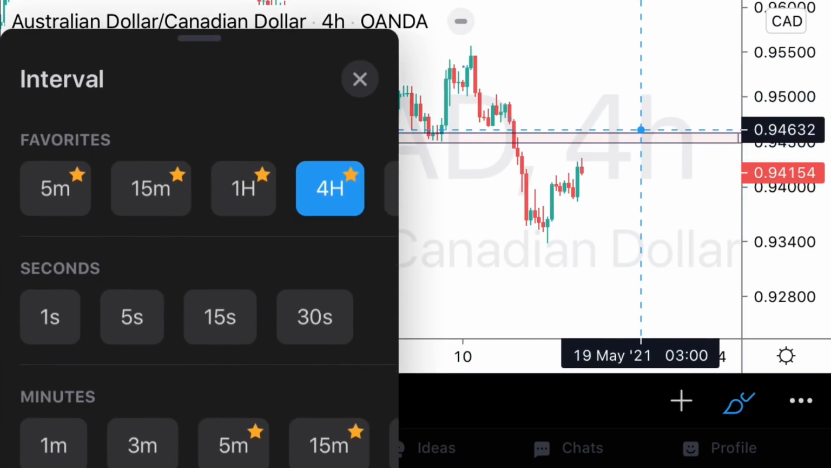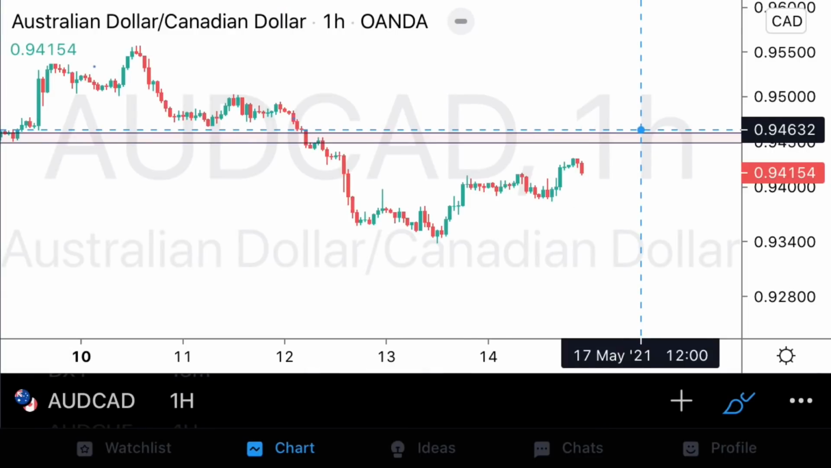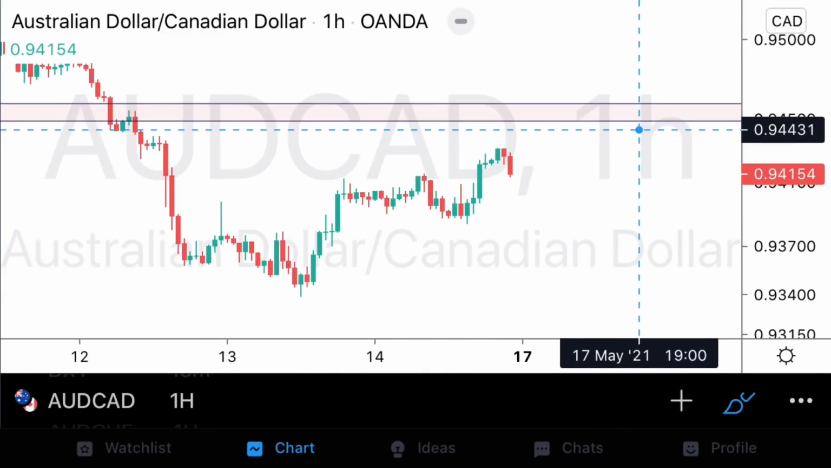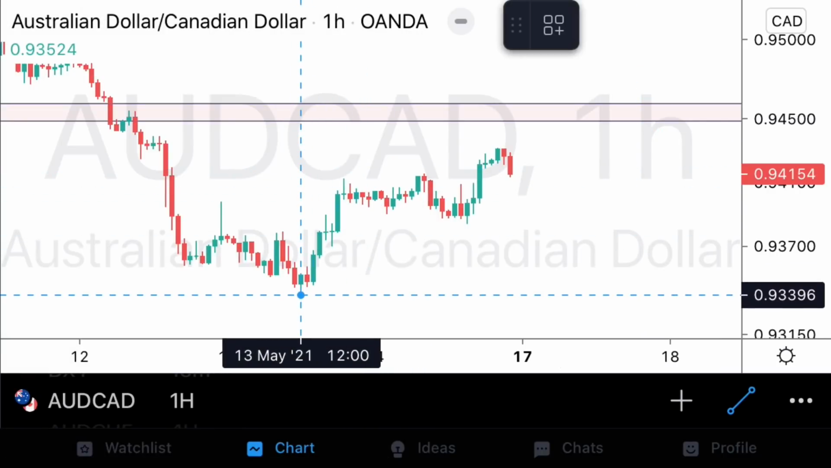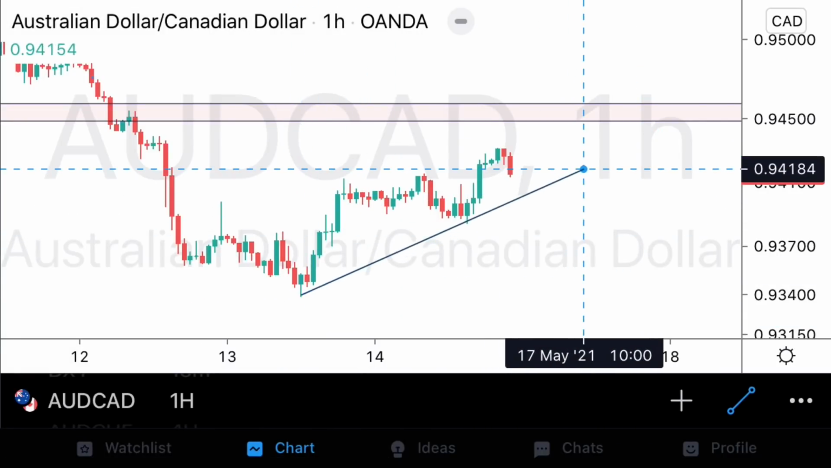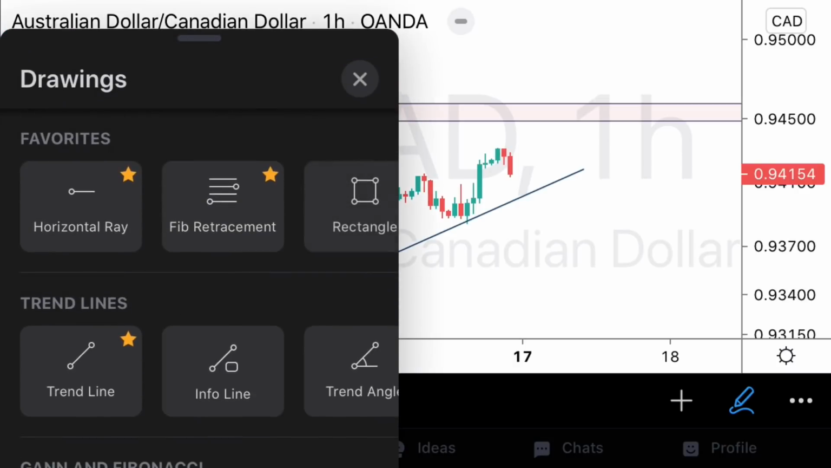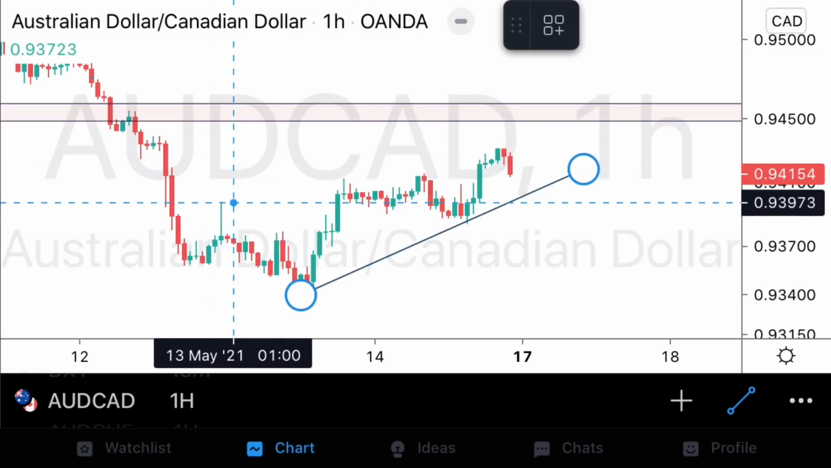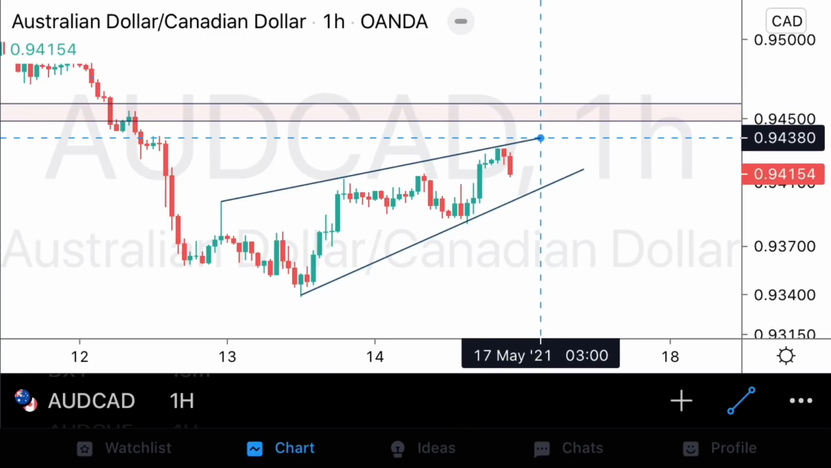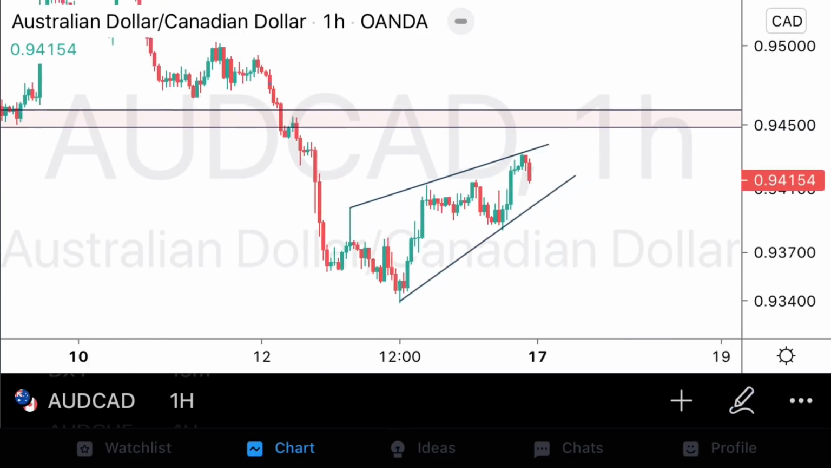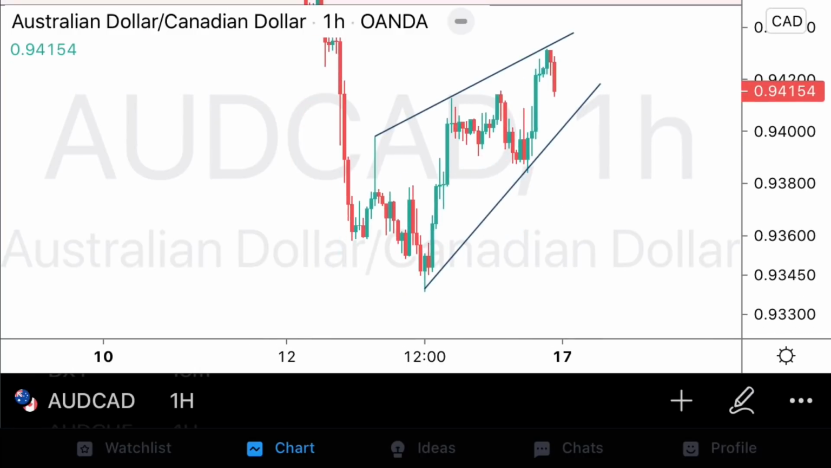So looking at the H1, guys, we also have some structure that we can just draw out quickly. If we just slap on a trend line from this support structure over there, and this resistance over here, we can see that we have a little bit more context for some structure.